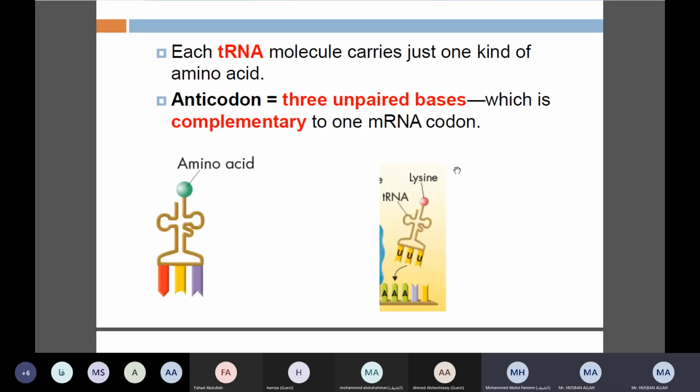Now, if you look at the diagram, this is an amino acid. This part is transfer RNA, which will take this amino acid and carry it toward the polypeptide chain which is going to form.